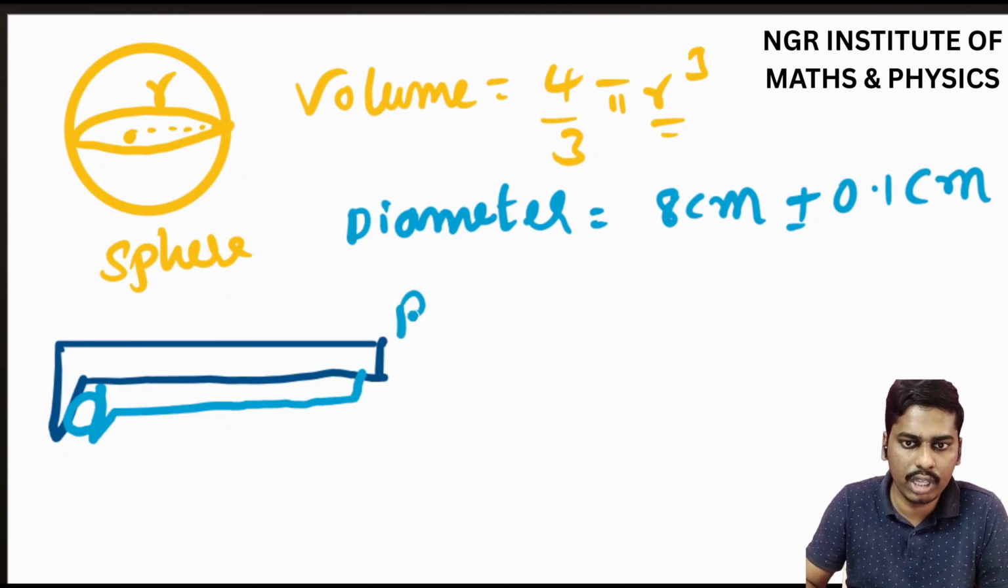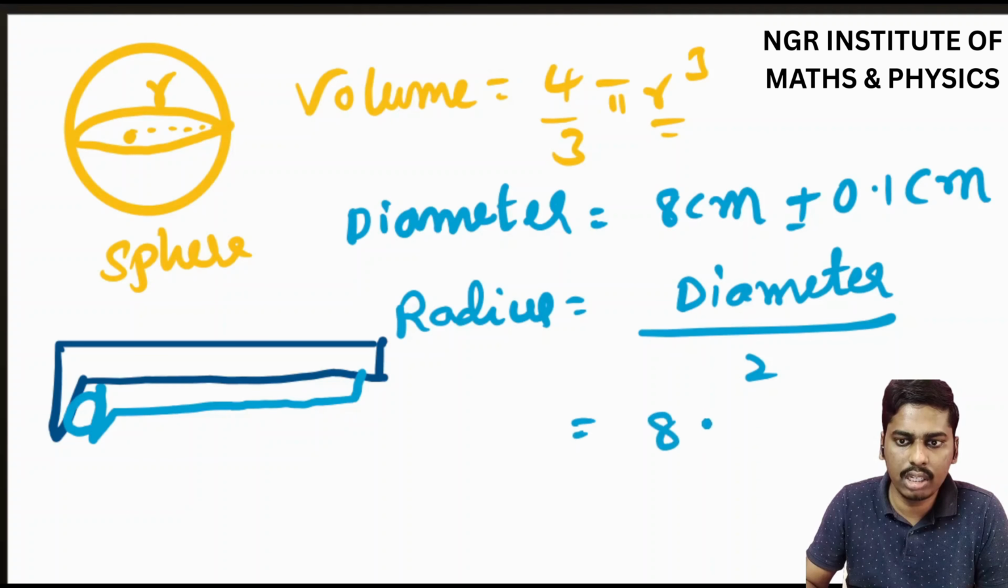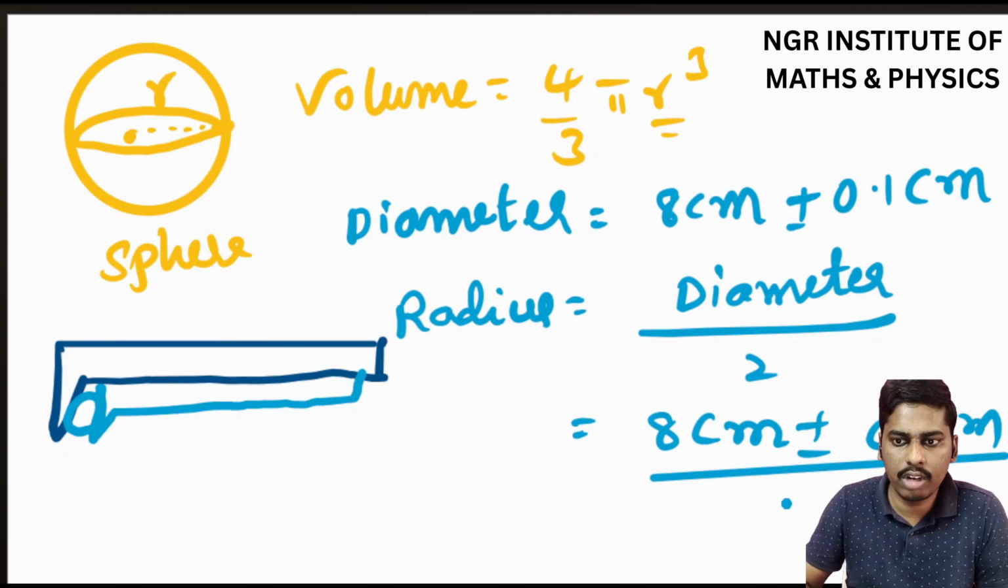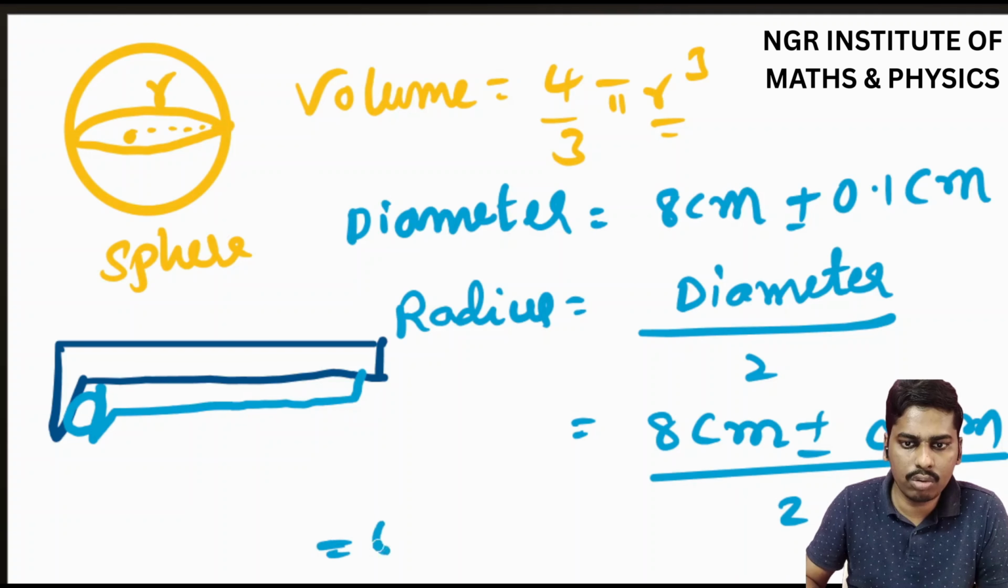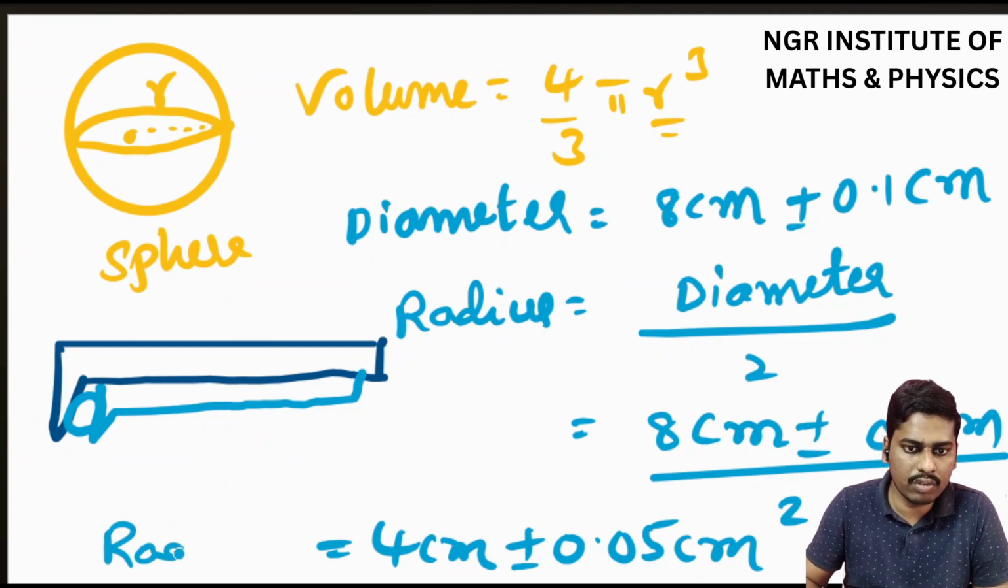Then what about the radius? Radius, we already know, is half of the diameter. Diameter by 2. This is 8 centimeter plus or minus 0.1 centimeter divided by 2. This is equal to 4 centimeter plus or minus 0.05 centimeter. Okay, this is the radius value.